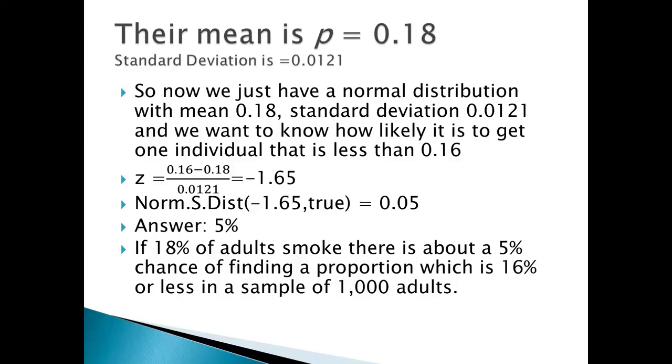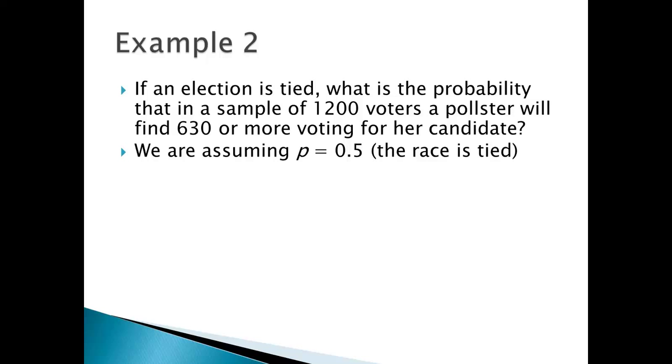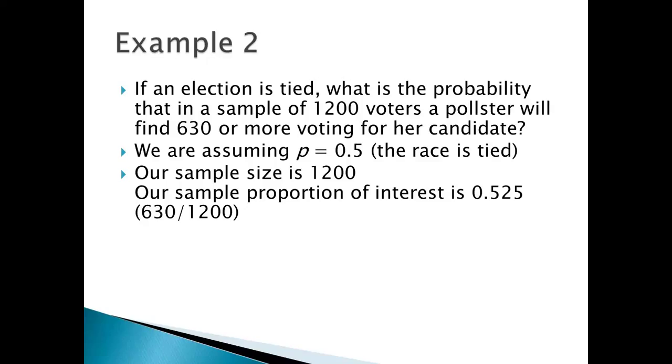Let's look at another example. Suppose an election is tied. Each candidate is getting 50% of the vote. How likely is it that in a sample of 1,200 voters, a pollster will find 630 or more voting for her candidate? Well, we're assuming that p equals 0.5, the race is tied. Our sample size is 1,200, and the sample proportion, well, 630 out of 1,200 is 0.525.